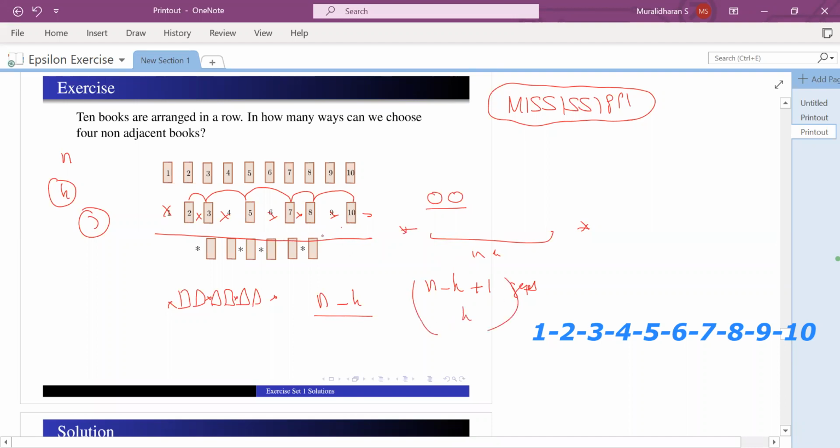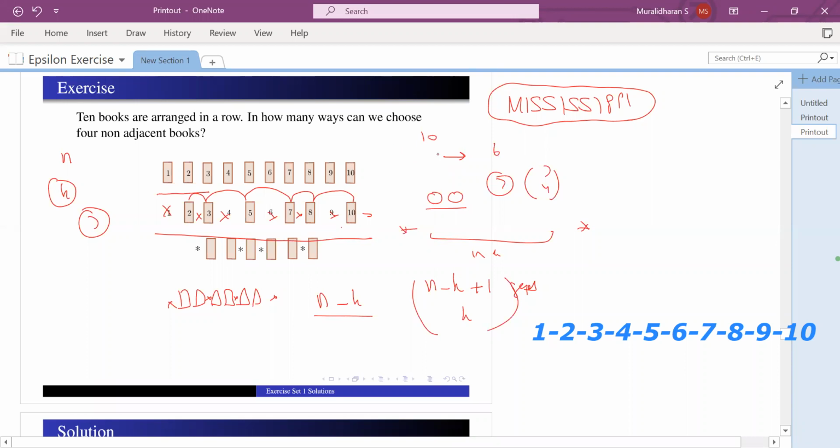So this will be the number of ways of putting back again. This means that if I have 10 books, choose the remaining 6 books. There are 7 gaps in between them. Choose the 4 gaps, and that's what it is.